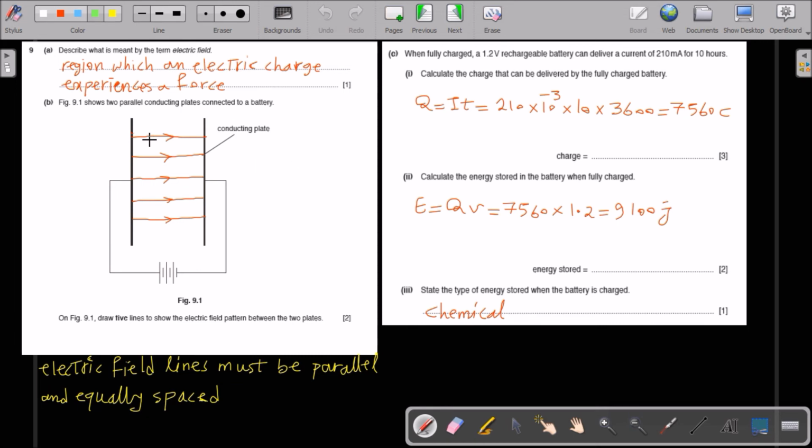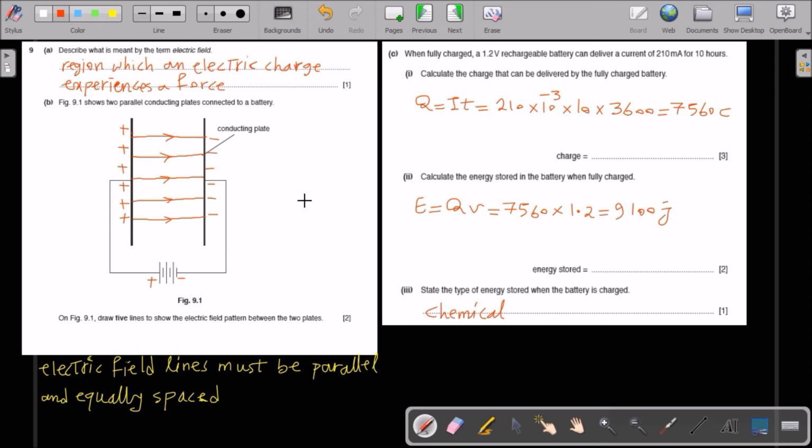So draw 5 lines, and you should consider that the larger end of the battery means positive and the smaller one means negative. So this is the positive plate and this is the negative plate. So the electric field should start from the positive plate and end at the negative plate. So arrows are important. Arrows should be from the positive plate to the negative plate.